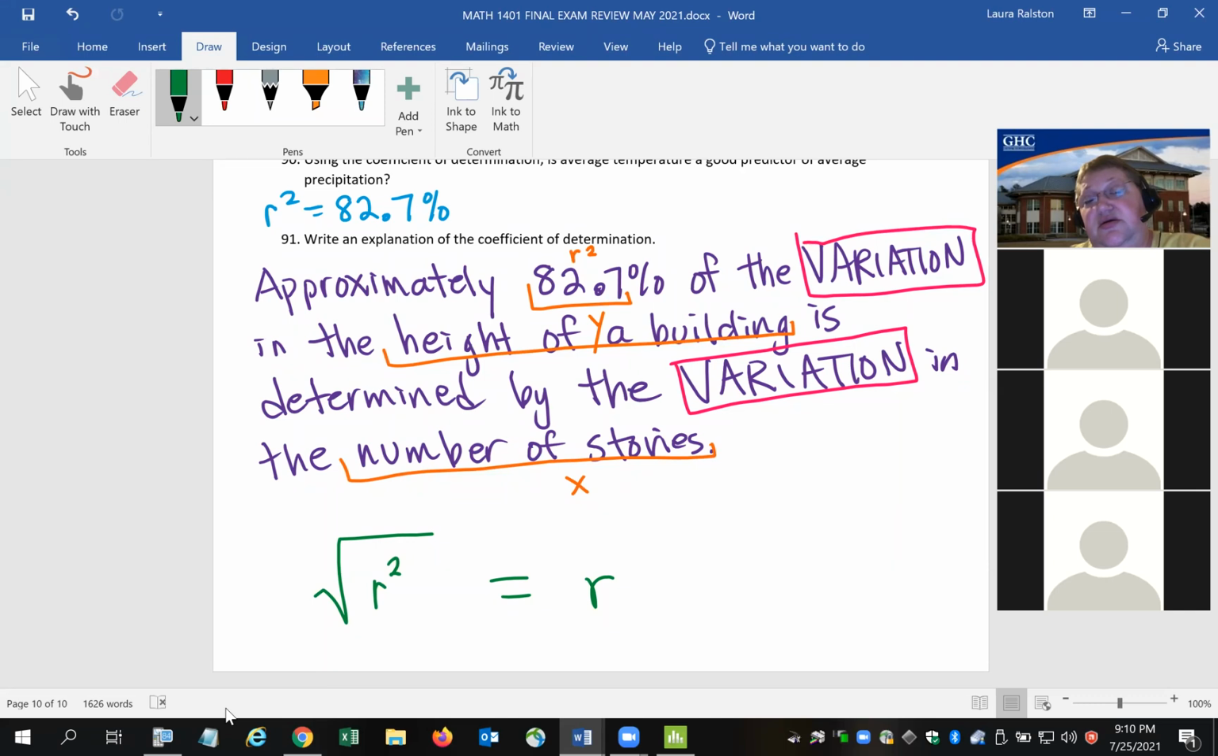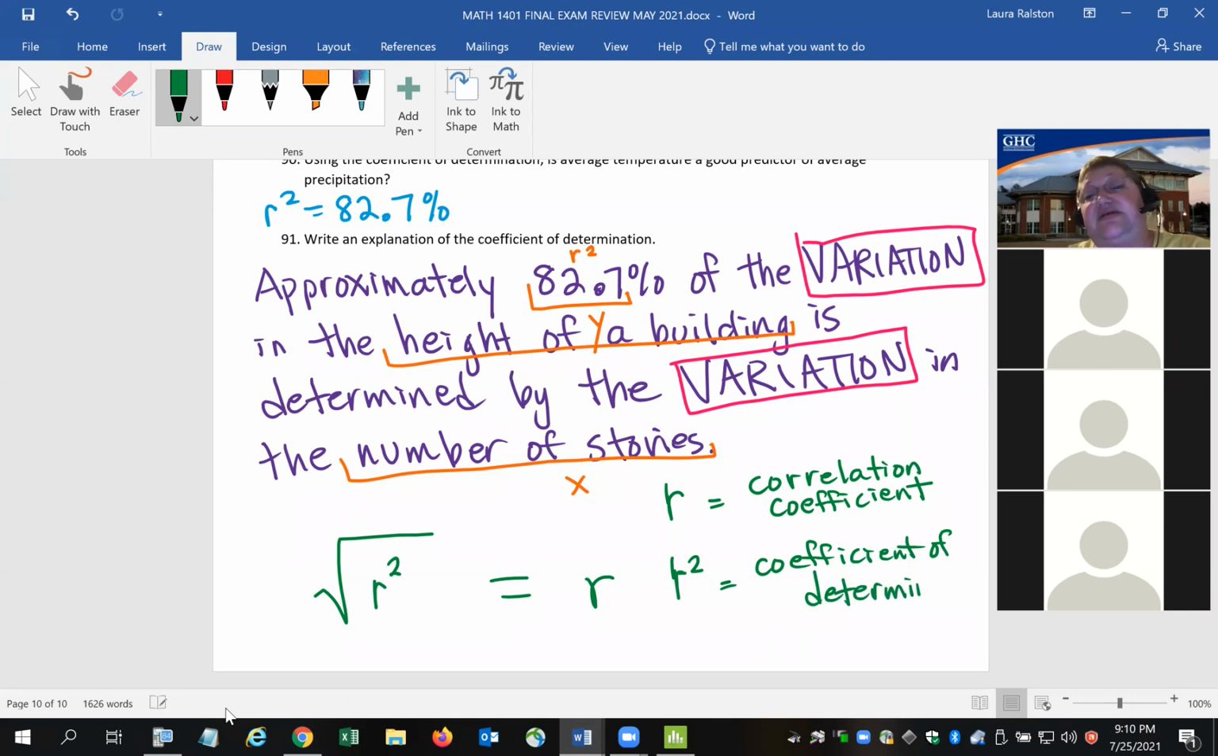Okay, so is the R and the R squared the same? They're not the same. You've got R, and then R squared would be that value multiplied times itself. R is called your correlation coefficient, which determines the strength and the direction of the relationship. R squared is called the coefficient of determination. It's not the same thing, and it's not going to be the same value.